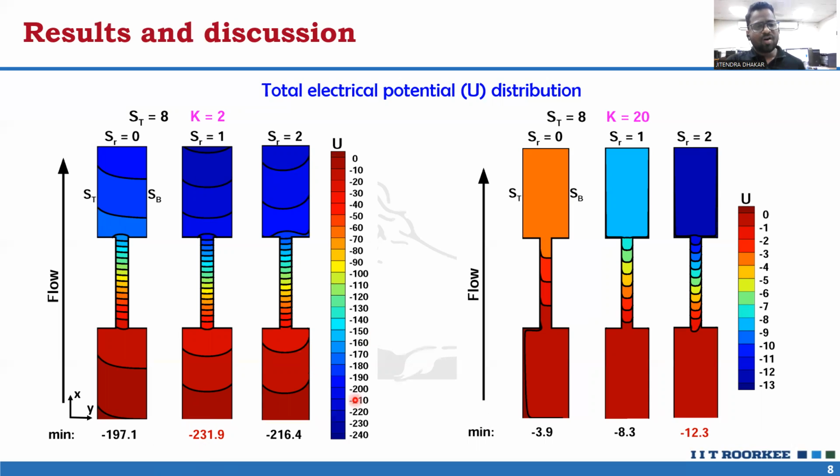And absolute value of U decreases with increasing K from 2 to 20, because K is inversely proportional to the EDL thickness. So increasing in the K decreases the EDL thickness, that decreases the potential drop.